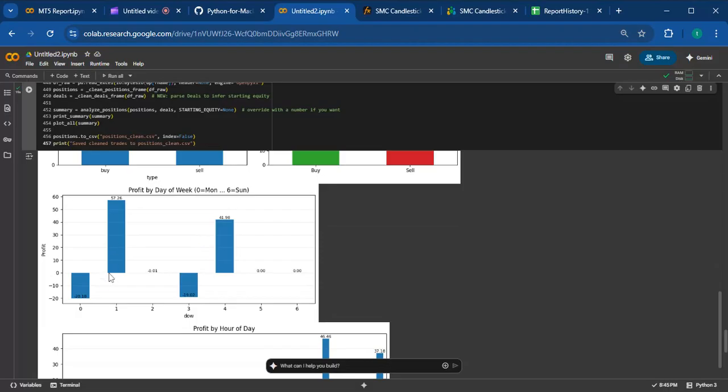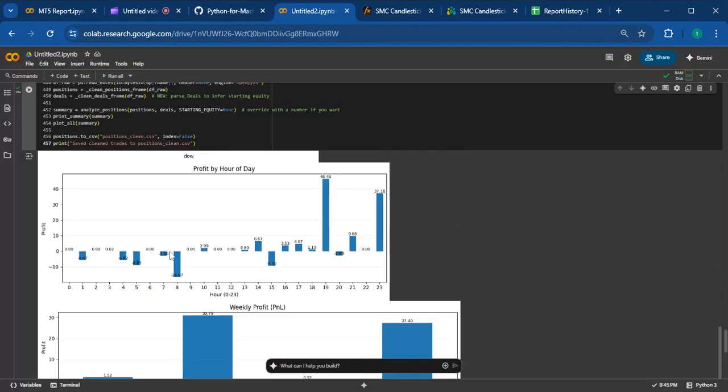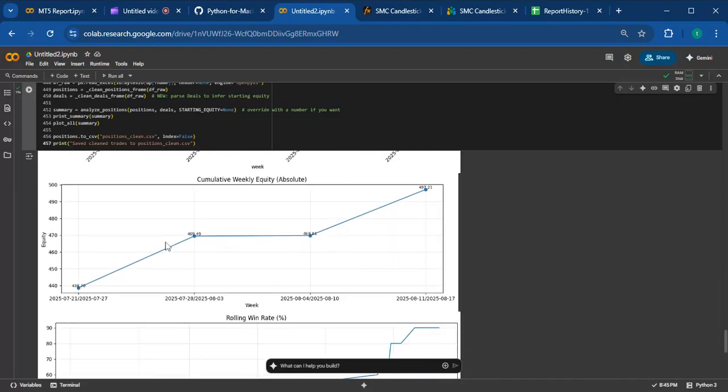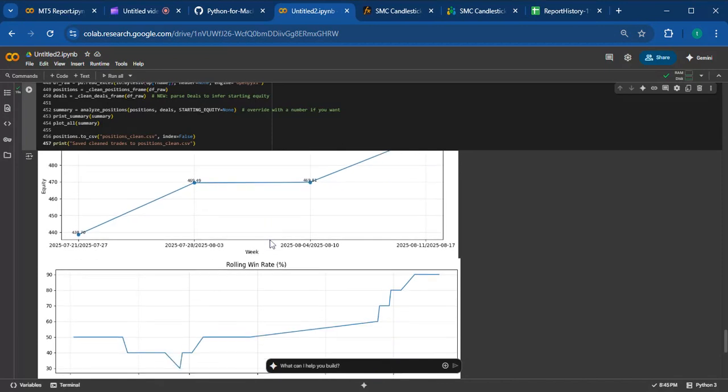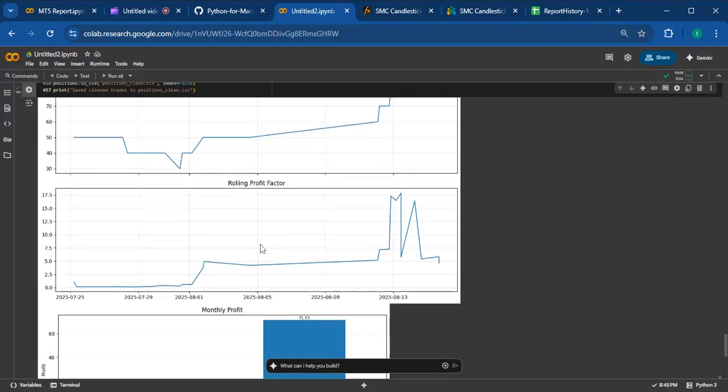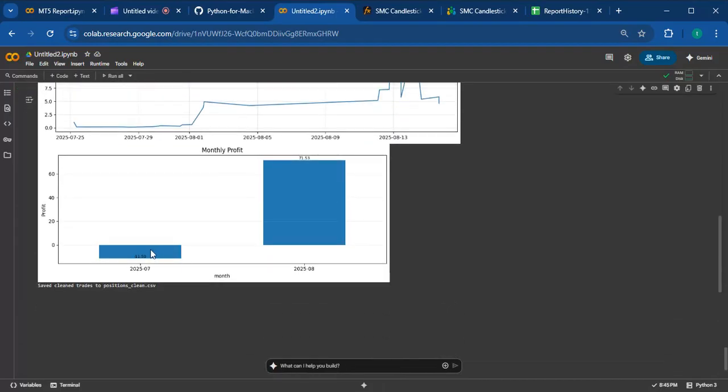And yeah, as you can see, even though we have 72%... this is profit by day of the week, profit by hour of the day, profit per week. So here, we have the cumulative weekly equity, absolute, and the rolling win rate, and the rolling profit factor, and the monthly profits. Last month was 11.5. This month we're up 71.53%.